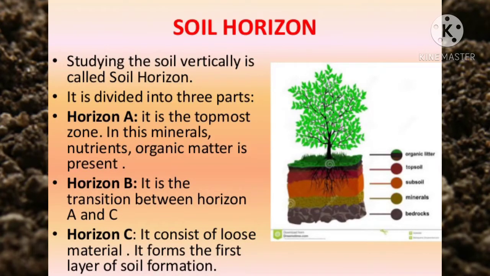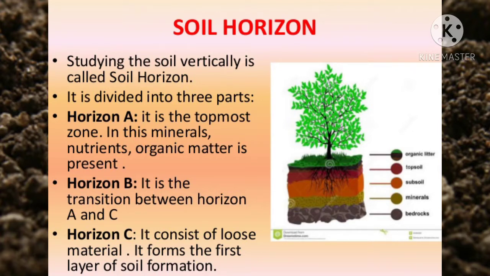If we see this picture of the soil profile, horizon A is the topmost zone where organic materials have got incorporated with the mineral matter, also with the nutrients and water which are necessary for the growth of plants. Now let's see horizon B or layer B.